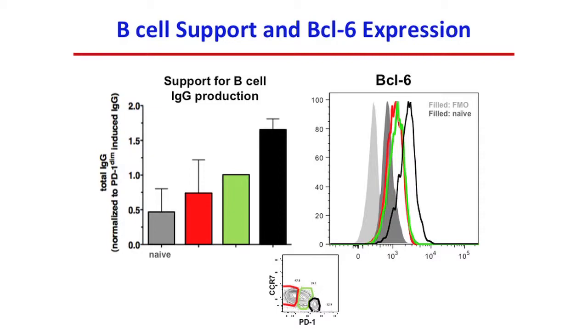Just functionally, we can then co-cultivate these different cell populations with B cells and ask, do they actually support B cell differentiation? And this simply shows you that this population actually does much better at supporting B cell differentiation, which is what a T follicular helper cell should do. They should also express the master regulator BCL6, and this shows that indeed they do. But really, to define a T follicular helper cell, it should be in the germinal center.